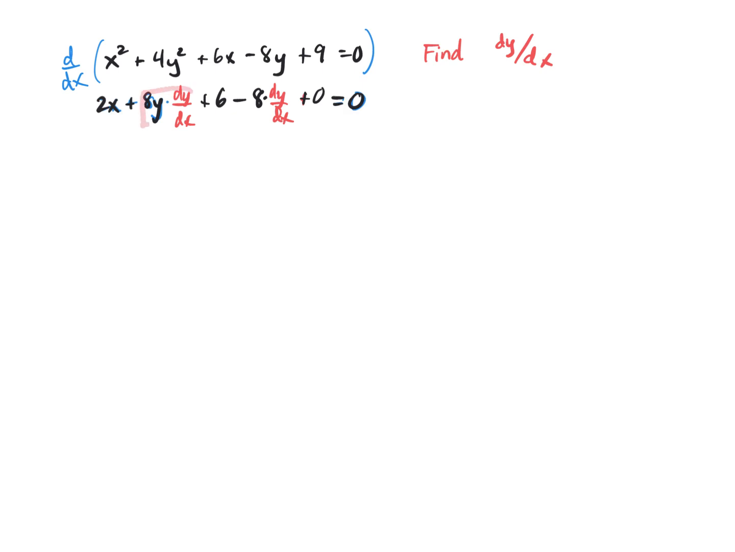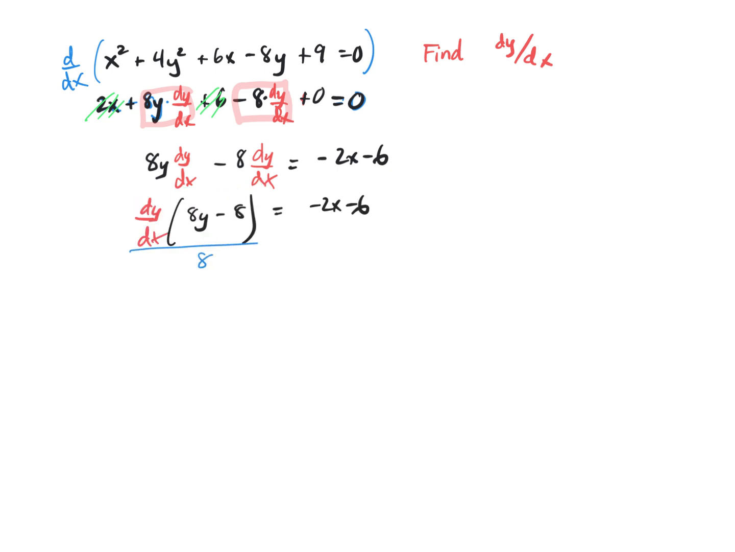Okay, next we're going to isolate our terms that have dy/dx in it. Let's subtract 2x and subtract 6. We subtracted them from the left, and they're gone. We subtracted them from the right, and there they are. Now we'll factor out this common factor of dy/dx. Divide both sides by 8y minus 8.